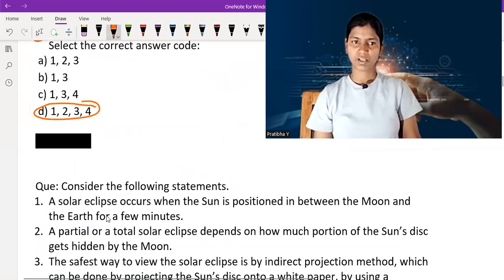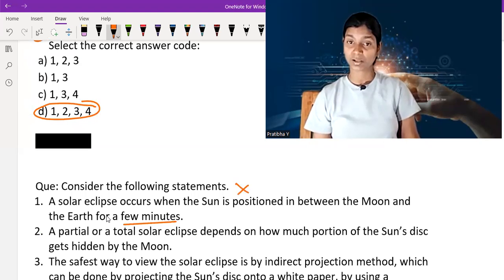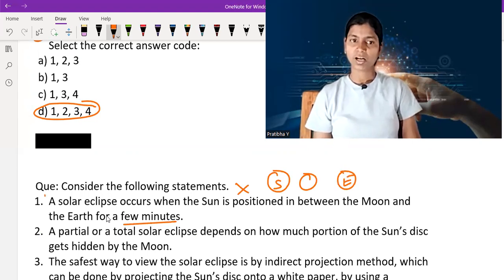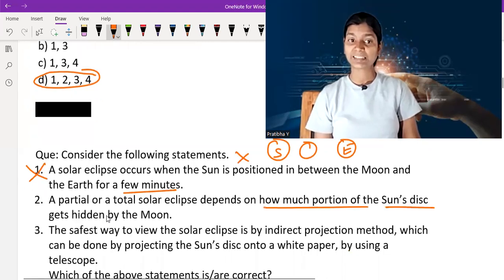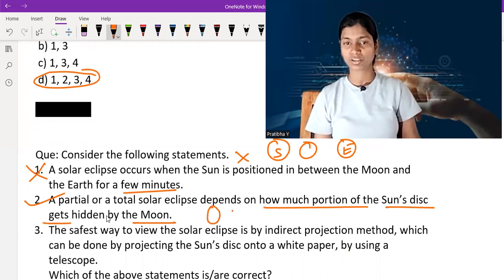Consider the following statements. A solar eclipse occurs when the sun is positioned in between the moon and the earth for a few minutes. No, this one is wrong, because a solar eclipse occurs when the moon is placed between the sun and the earth, not the sun placed between. This one is wrong. A partial or total solar eclipse depends on how much of the sun gets hidden by the moon. If the whole portion is hidden by the moon, we call it a total solar eclipse. If some portion is hidden, we call it a partial solar eclipse.